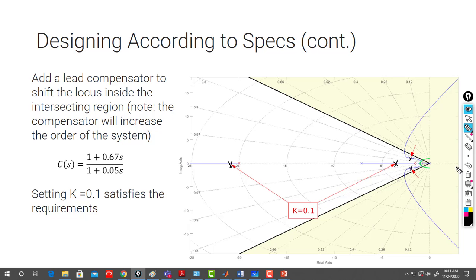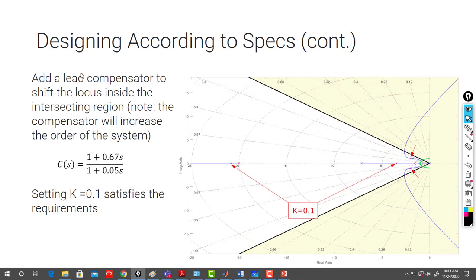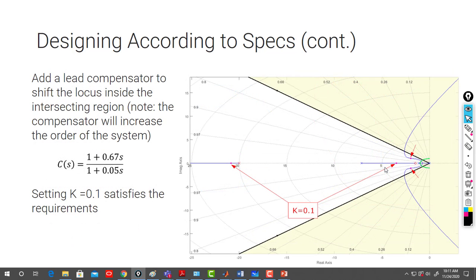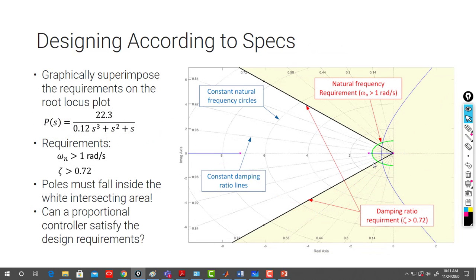My point to you now is just, if I ask you what is the effect of this lead compensator we added on the root locus? So look at the root locus, how it looks without this lead compensator, and what is the effect when I added the lead compensator? This is my root locus after adding the lead compensator, and here is my root locus before adding.